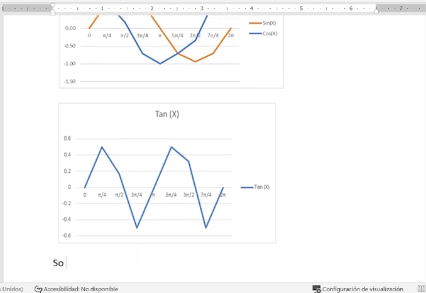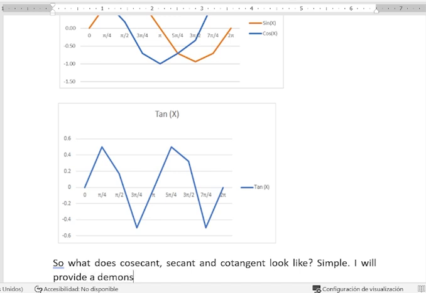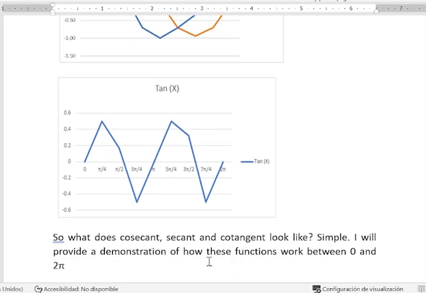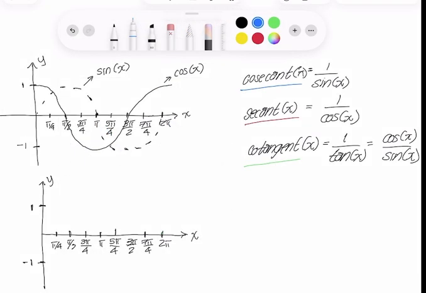So what do cosecant, secant, and cotangent look like? Simple. I will provide a demonstration of how these functions work between 0 and 2 pi. Now let's go to the demonstration.